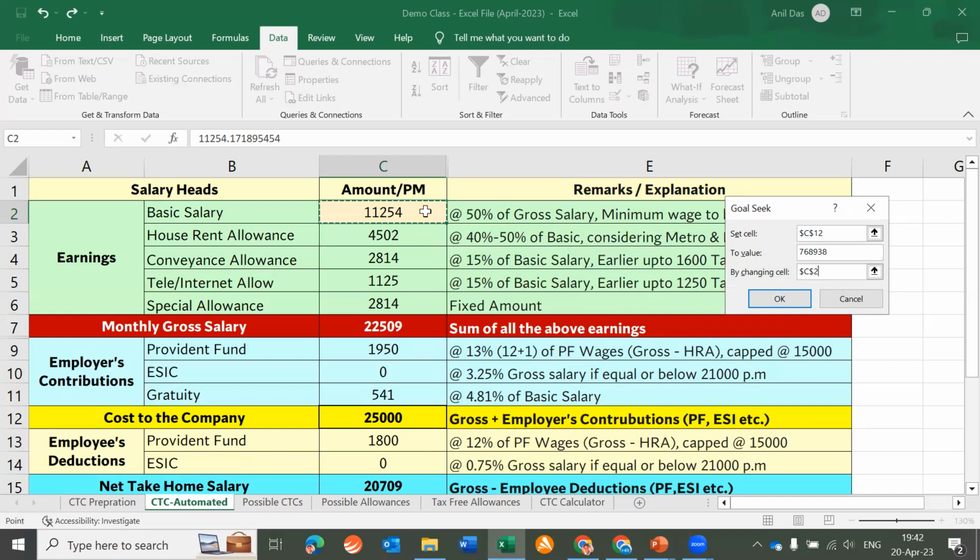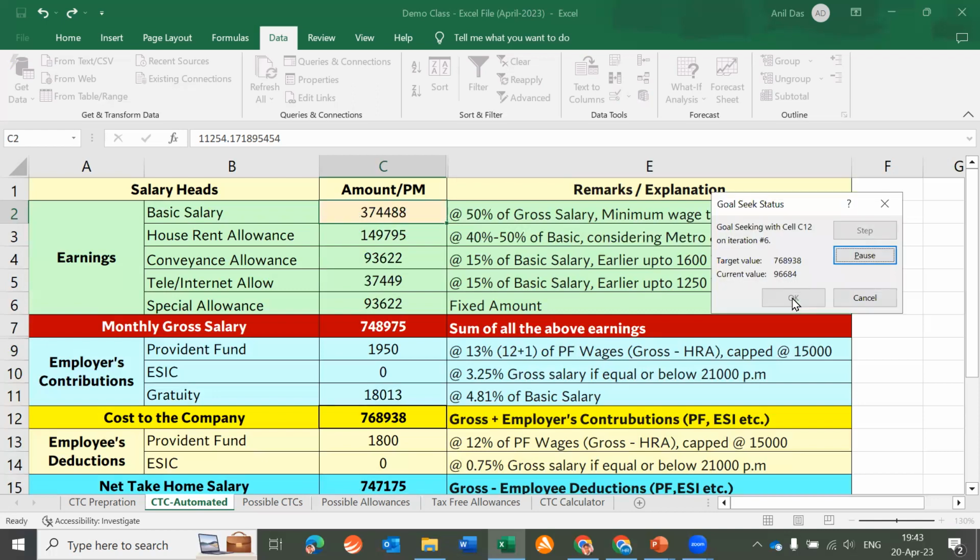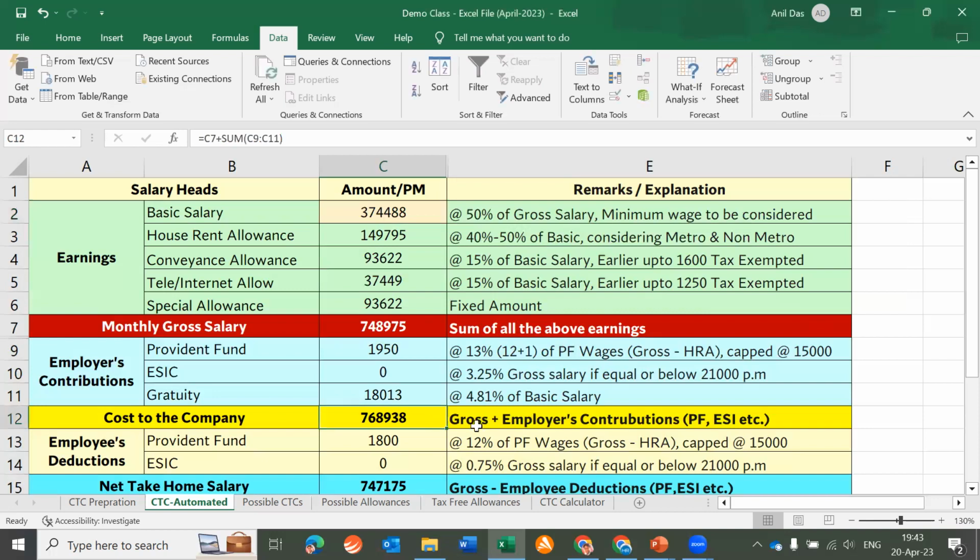So we are trying to find out the CTC breakup of 7,68,938 automatically. Let's see whether this Excel sheet calculates that automatically or not. Let me click OK. We are looking for 7,68,938. It is done. It has not taken a second. The entire breakup is in front of us.